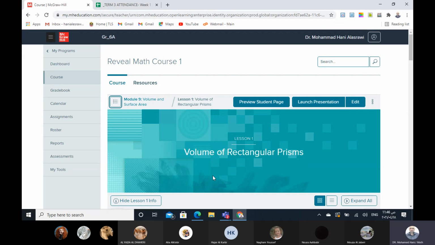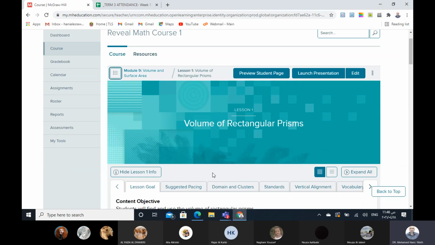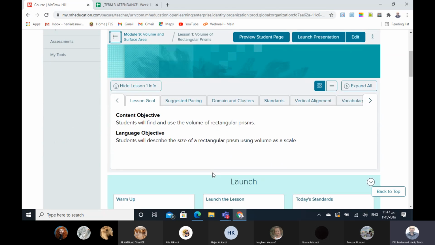Math Grade 6. We are in Module 9, Volume and Surface Area. Today we have the first lesson, Volume of Rectangular Prisms. In this lesson, we want to learn how to find and use the volume of rectangular prisms. What's the meaning of the volume? Then how to use the volume, how to find the volume of a rectangular prism.